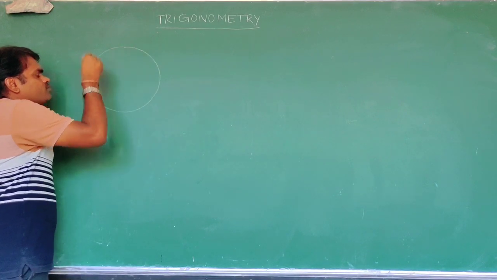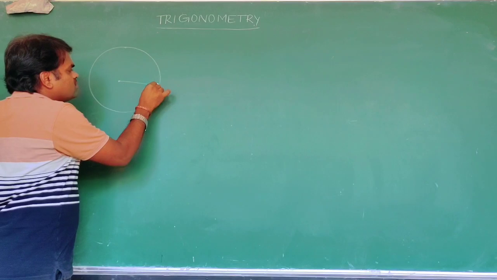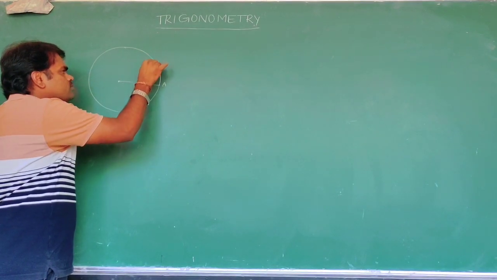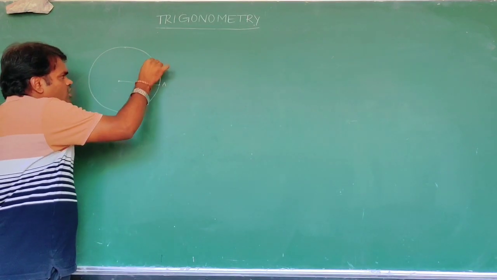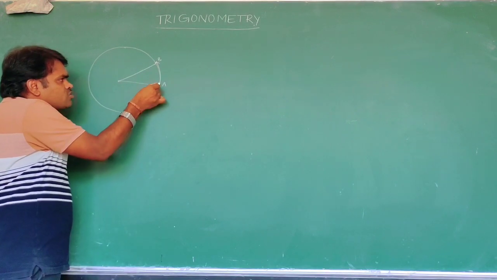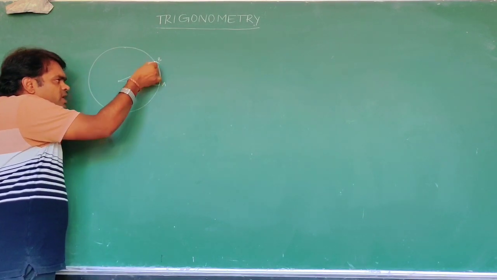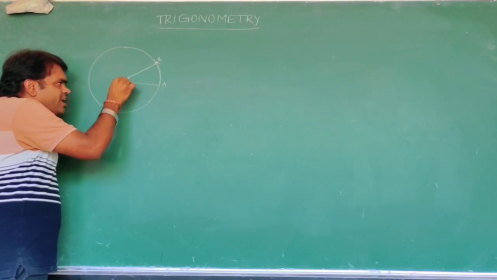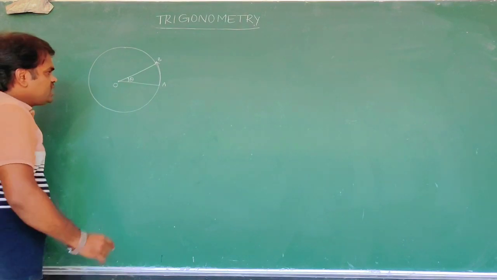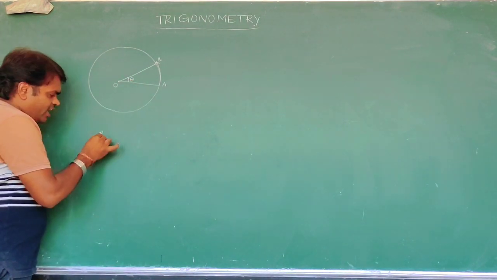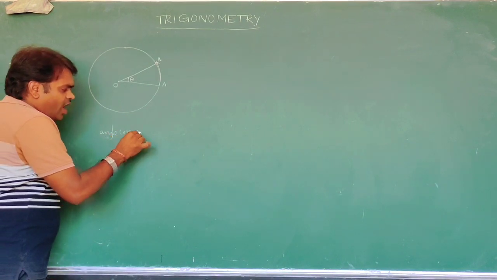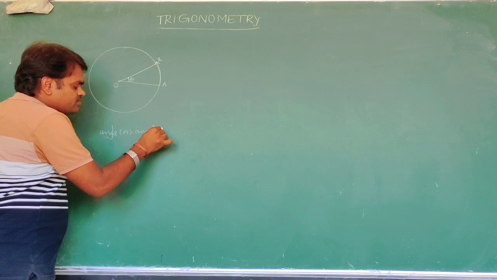Now here, the person is moving from A to B. Then the position of this point is B. The person moved from A to B. It is called an angle. It is subtended at the center, and is called an angle. This angle is also called angular displacement.